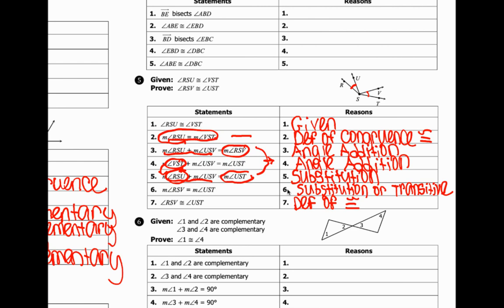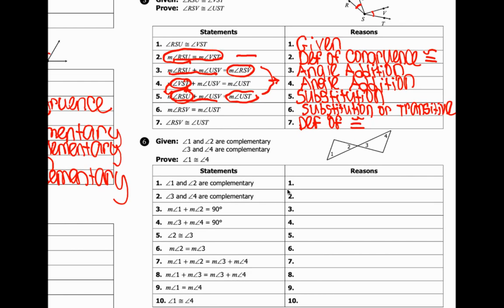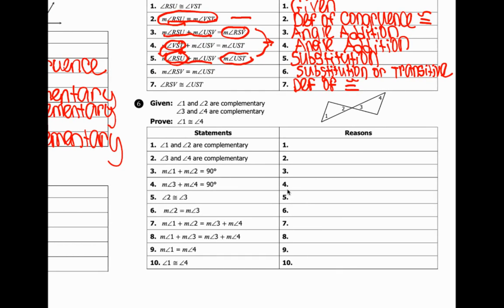Awesome, another one done. So let's look at 6. So 6 tells us 1 and 2 are complementary and 3 and 4 are complementary. So those first two are given. So then they say 1 plus 2 has to be 90. That's definition of complementary. I'm just going to abbreviate. 3 plus 4 is 90. Same thing, definition of complementary.